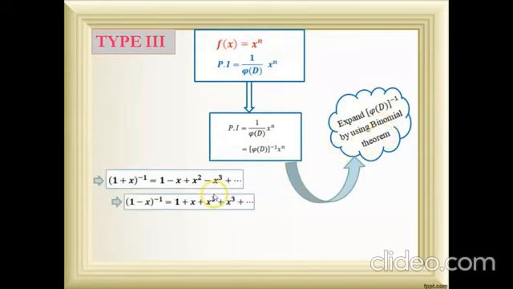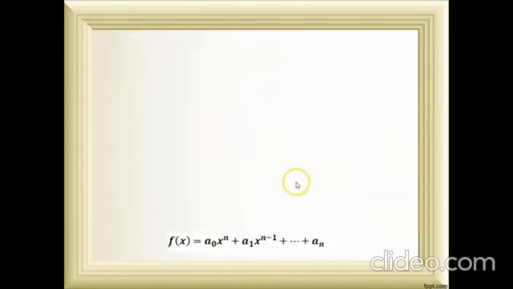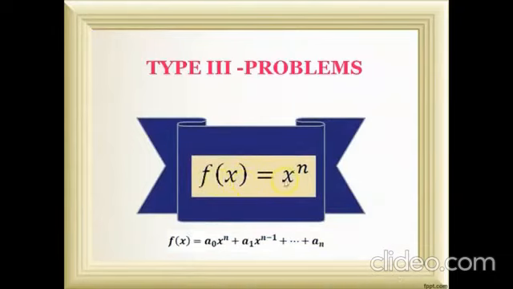I listed here some of the binomial theorem formulas. These are all very basic things. We are going to use these formulas in this particular type. So let us take the third type problems. F of x is in the form of x power n, or it may also be an expression of the form a0 into x power n plus a1 into x power n minus 1 plus etc. plus an. We may have more than one term also.